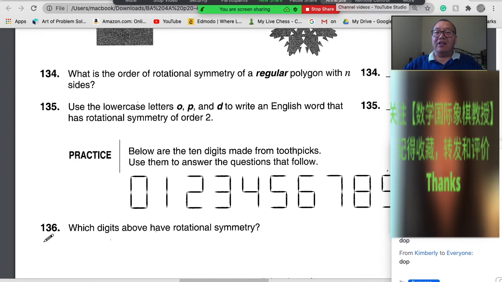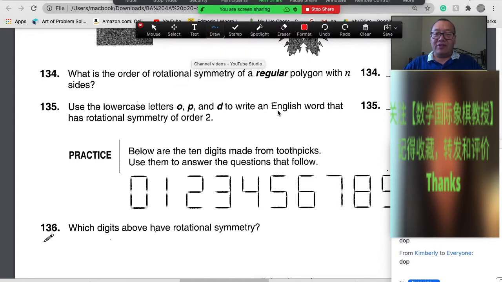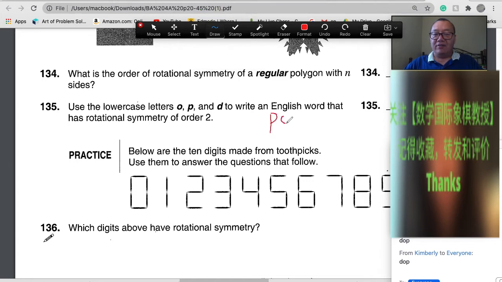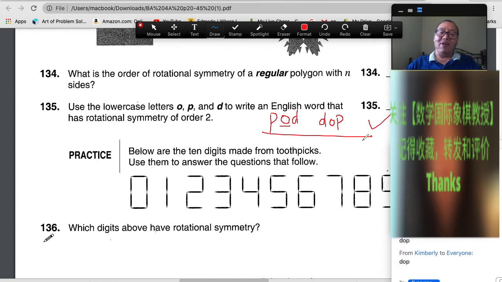pod and dop. Because o is already rotationally symmetric for any angle, you need to put o in the middle. Otherwise, you cannot get a symmetric word at all. Then you put a p on one side and d on the other side. In English we have pod. This is a word, right? Then when you turn this 180 degrees, you get another word called dop. It's also an English word.